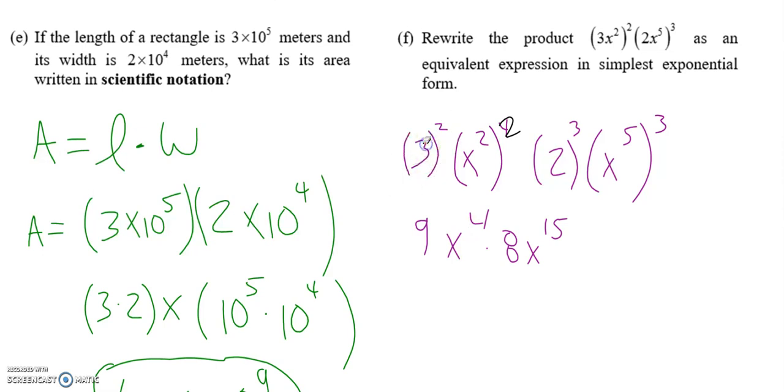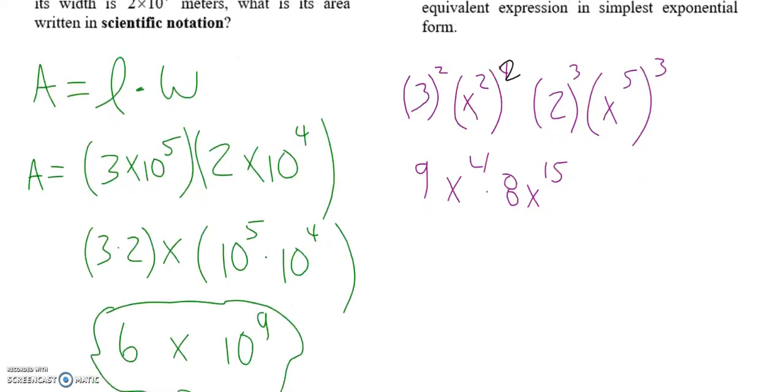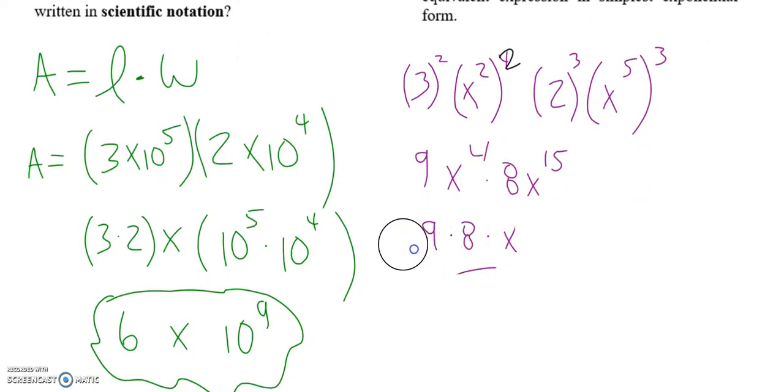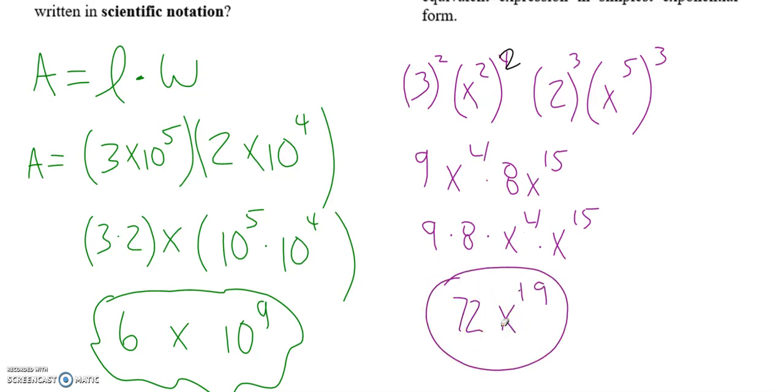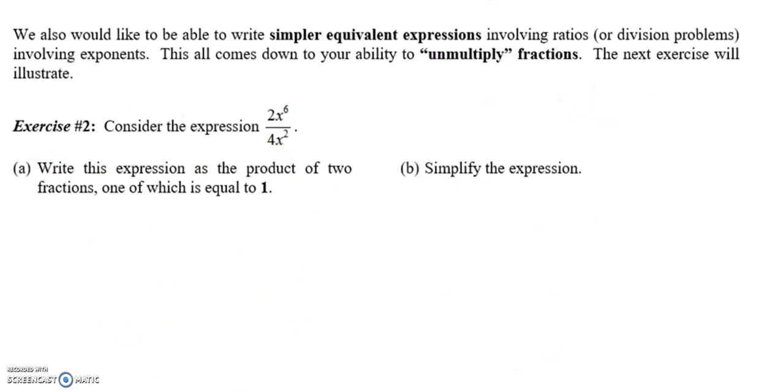I got the 3 squared, and then I multiplied the 2 times the 2 and got x to the 4th. And then over here, 2 to the 3rd is 8, and I multiplied those exponents. Then again, I would regroup some things. And you can see I regrouped those. Then I would obviously just multiply that out. And hopefully you got 72x to the 19th power there. So hopefully those went okay, because we're going to start doing a lot more with those. Okay, moving on to example number 2.